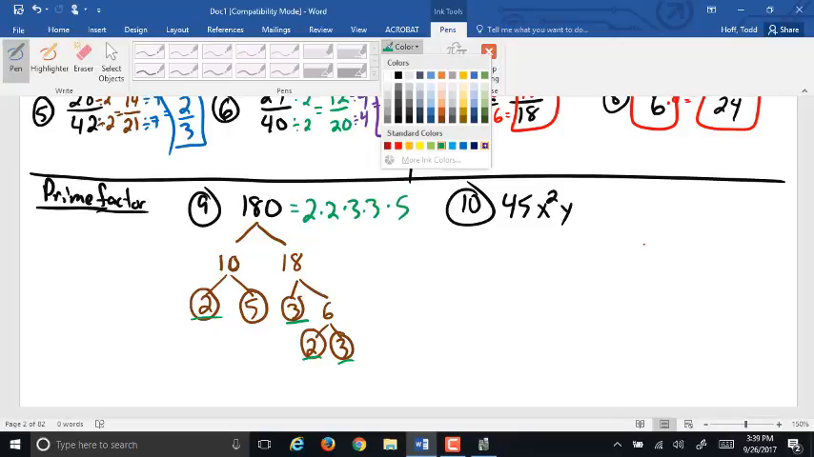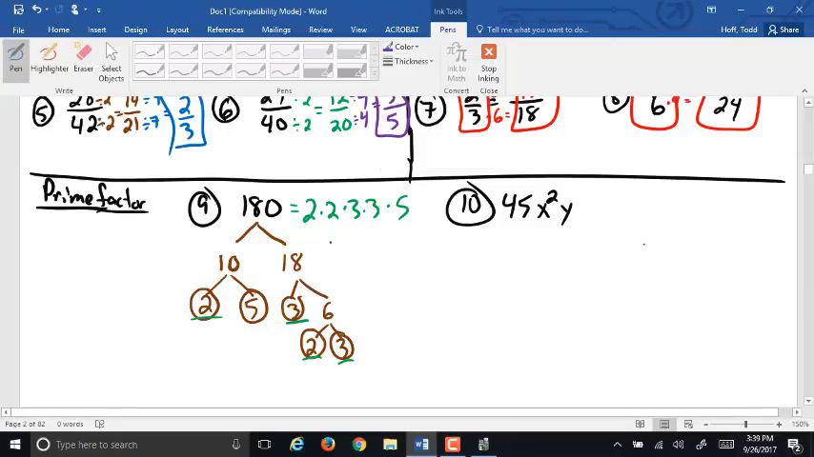If I was asked to put it in exponential form, that would be 2 to the second power times 3 to the second power times 5.